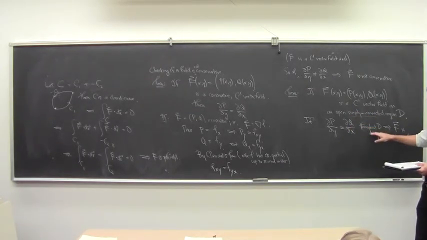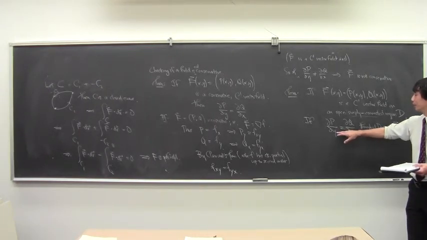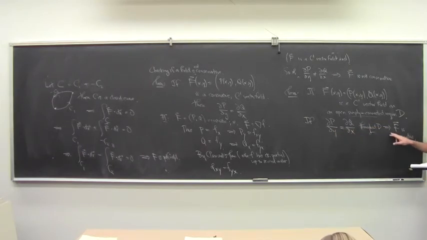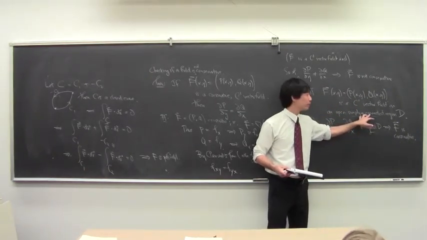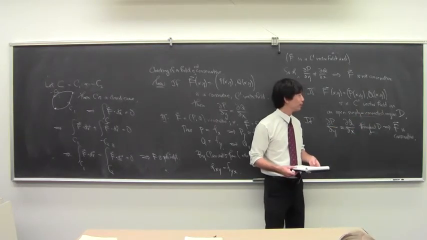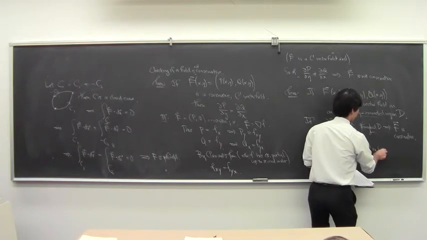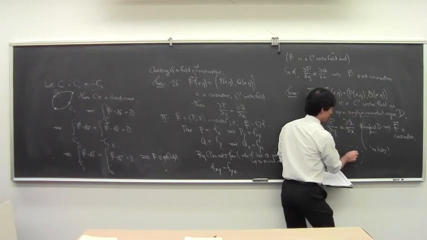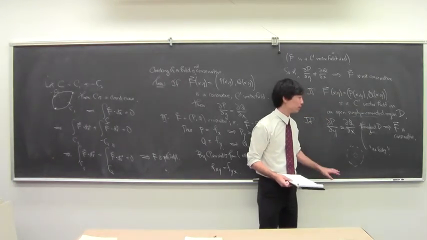If this holds, then the field must have been conservative. So it's true in both directions. This second theorem gives you the opposite fact, but only in the case of simply connected regions. And simply connected means, roughly speaking, no holes. So you're not in some sort of annular region. That's all that it means.